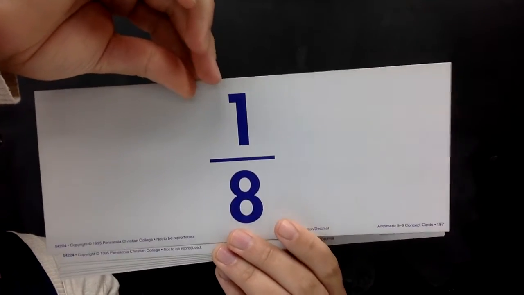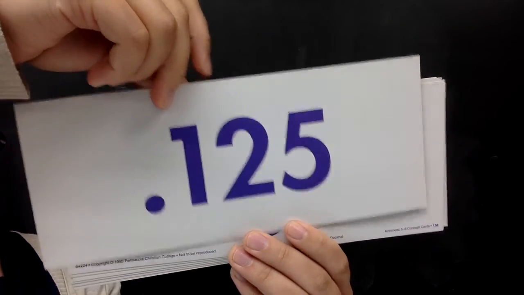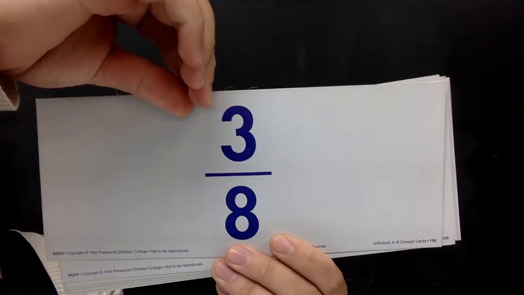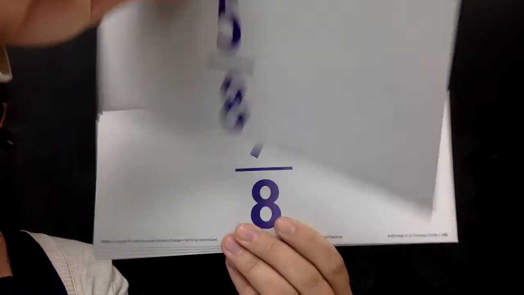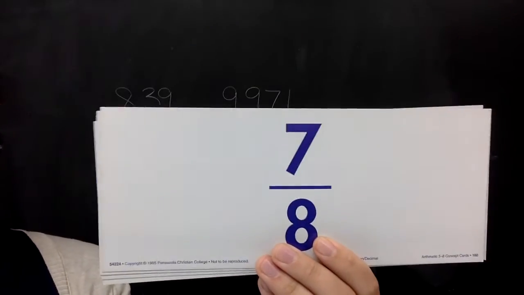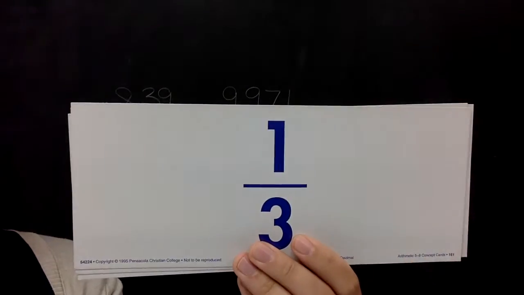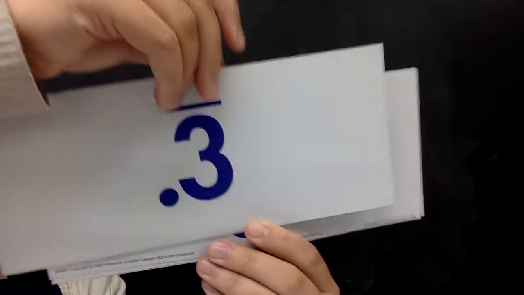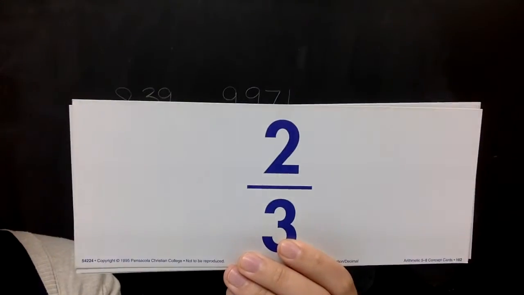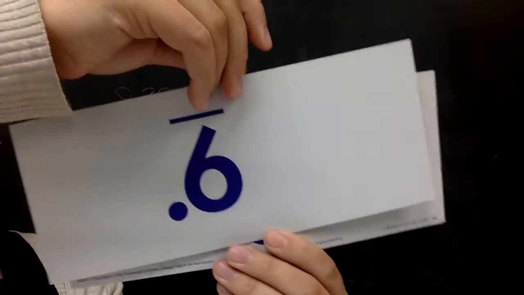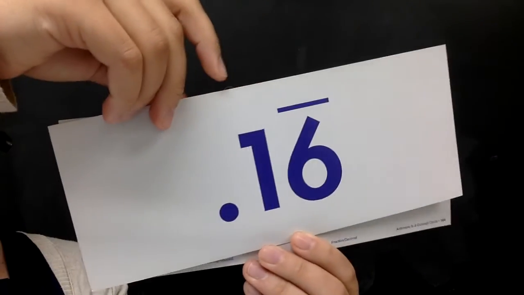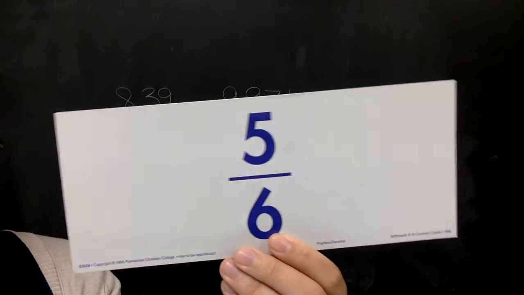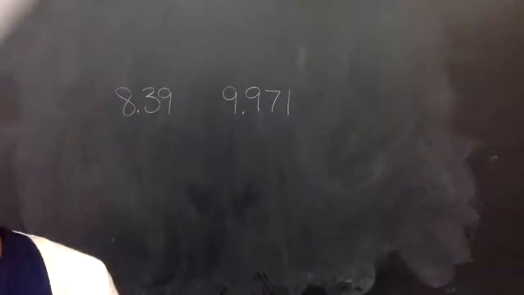1/8. 125,000ths. 3/8. 375,000ths. 5/8. 625,000ths. 7/8. 875,000ths. 1/3. 3/10, repeating. 2/3. 6/10, repeating. 1/6. 1600th with a 6 repeating, and 5/6. 8300th with a 3 repeating.